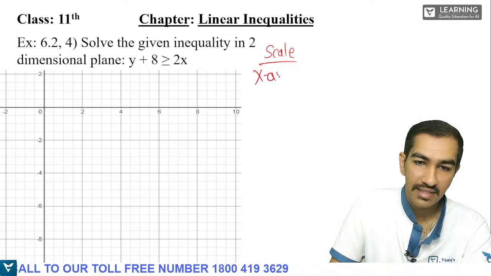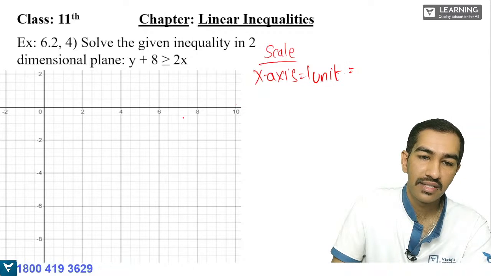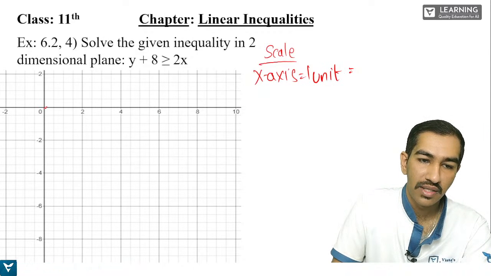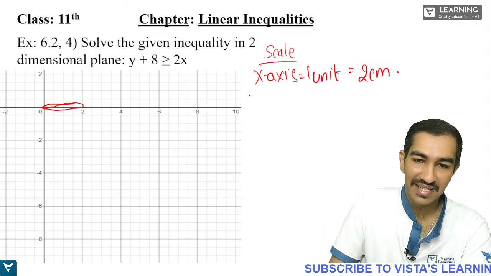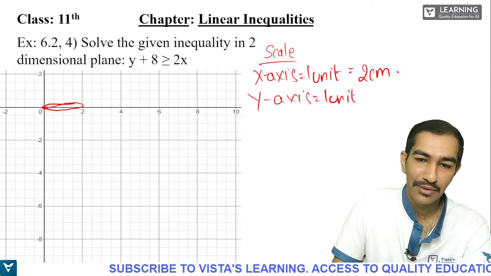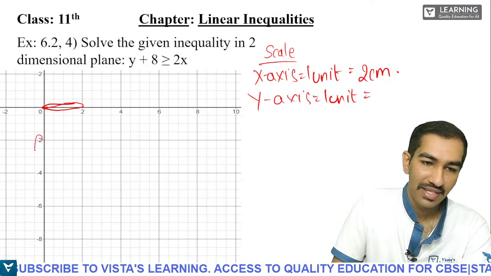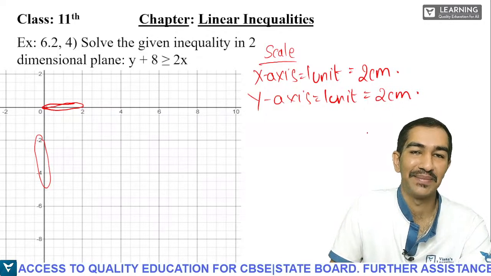For x-axis, 1 unit. Just have a look at the graph. This is 1 unit. 1 unit is equal to how many centimeters you see? That is equal to 2 centimeters. Similarly for y-axis, what is 1 unit? Check out for y-axis. So here again it is 2 centimeters.